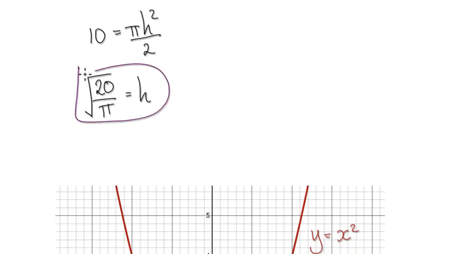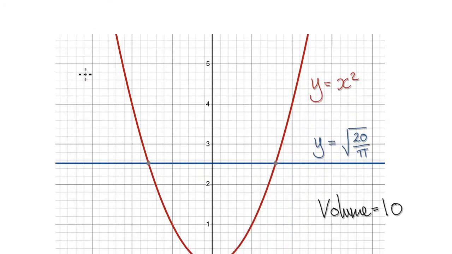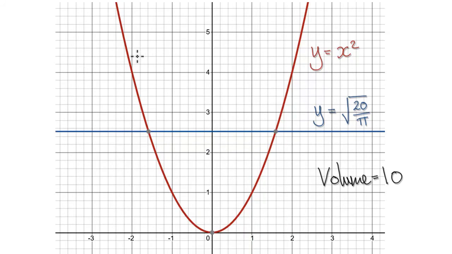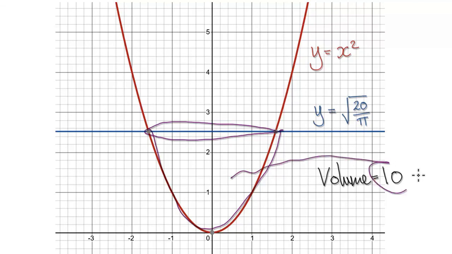If you get a graph plot, y equals x squared will look like this red line here, and y equals square root of 20 over pi. That will give you the height of your reservoir. So if you look at this volume here, this volume here would be precisely 10.